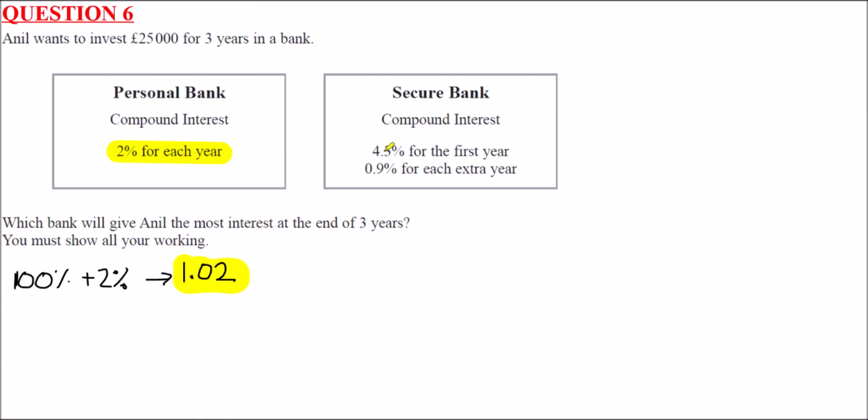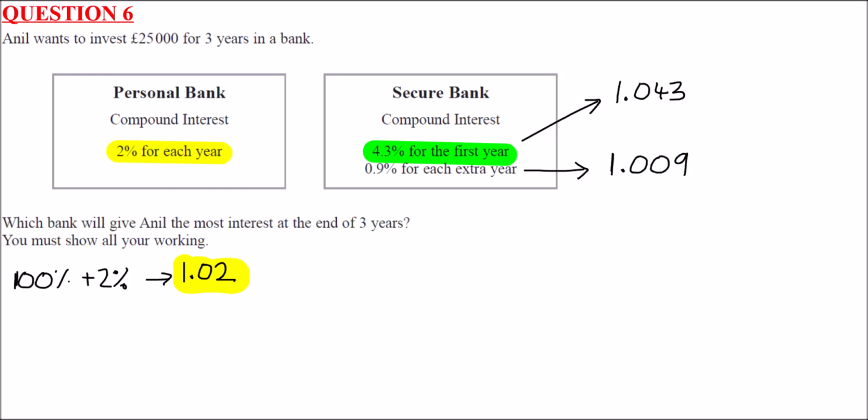In exactly the same way, for the secure bank, 4.3%, that's going to be 1.043 as a decimal multiplier, and then 0.9%, that's going to be 1.009 as a decimal multiplier.